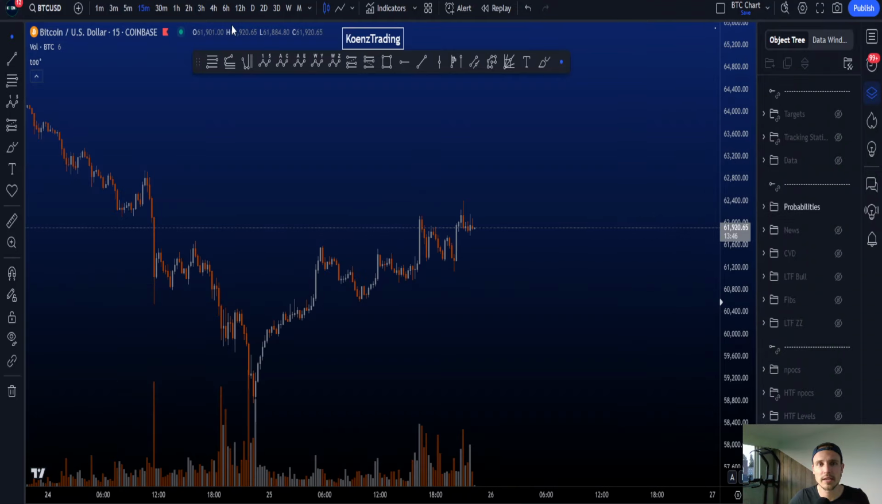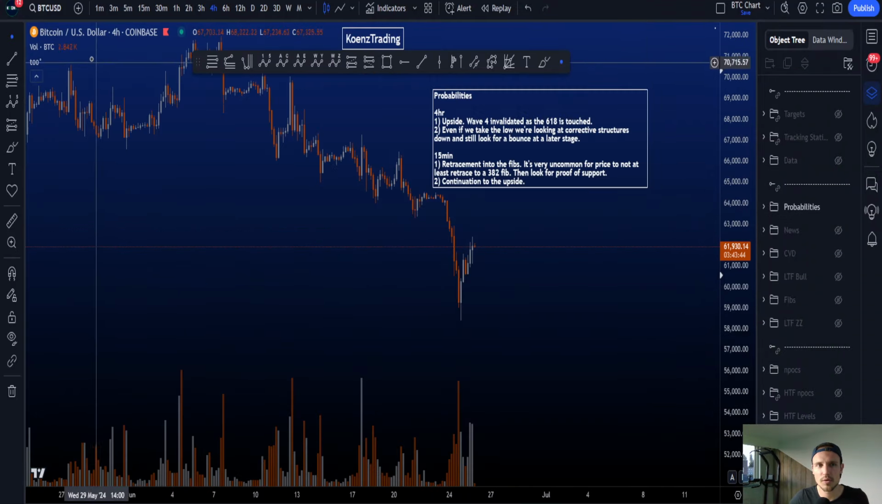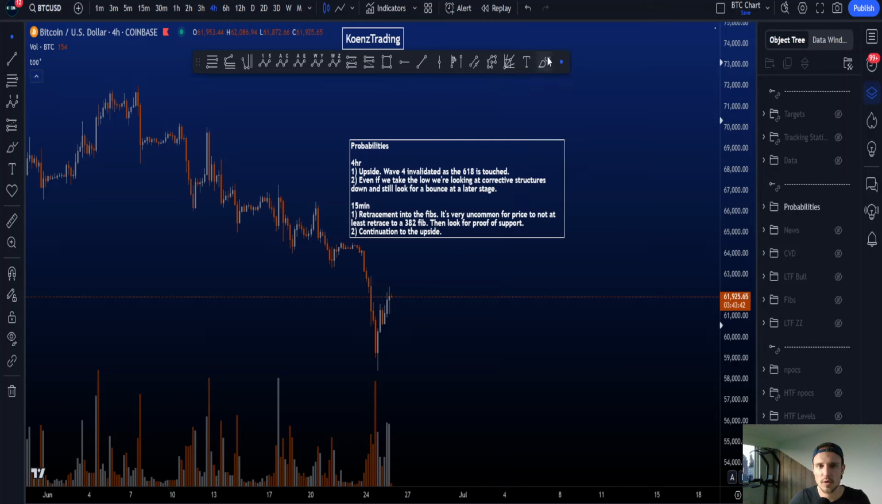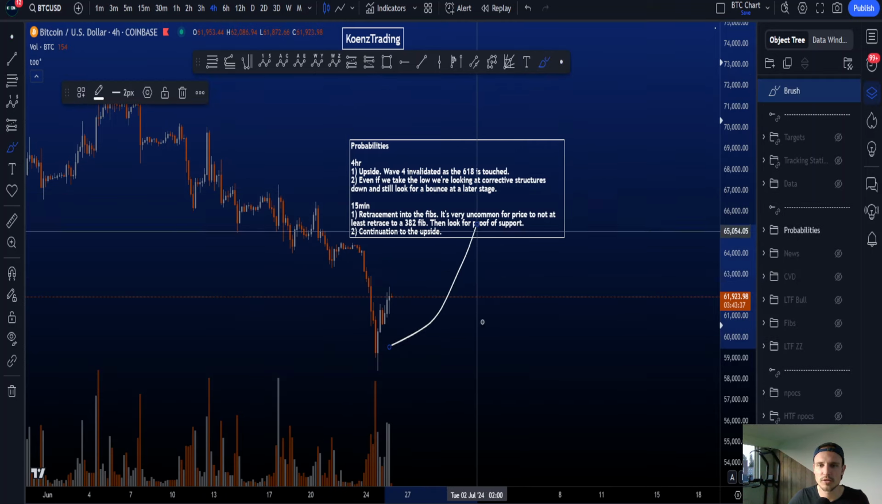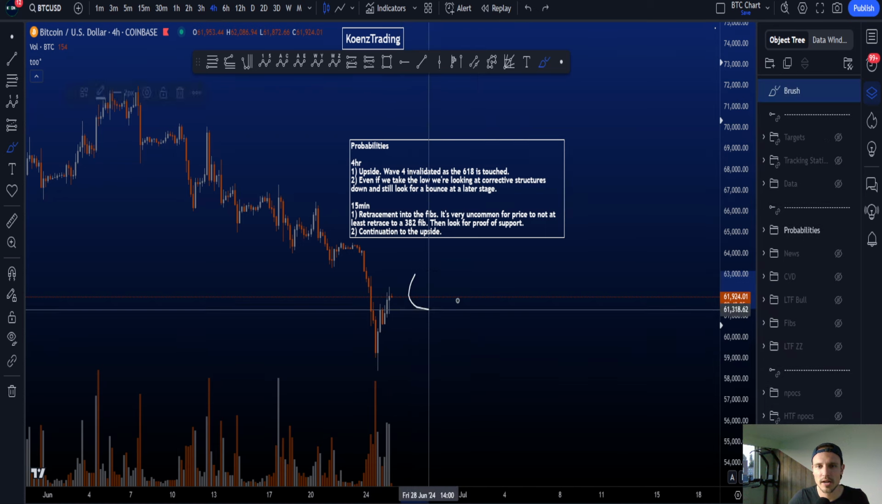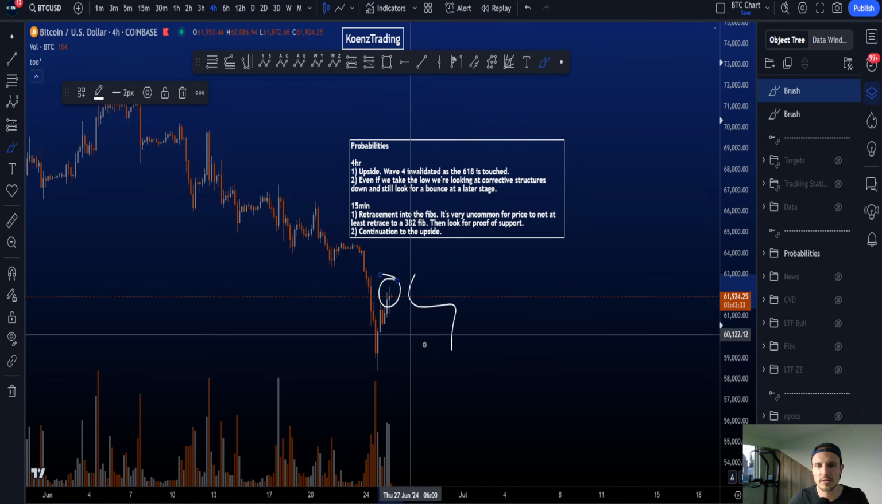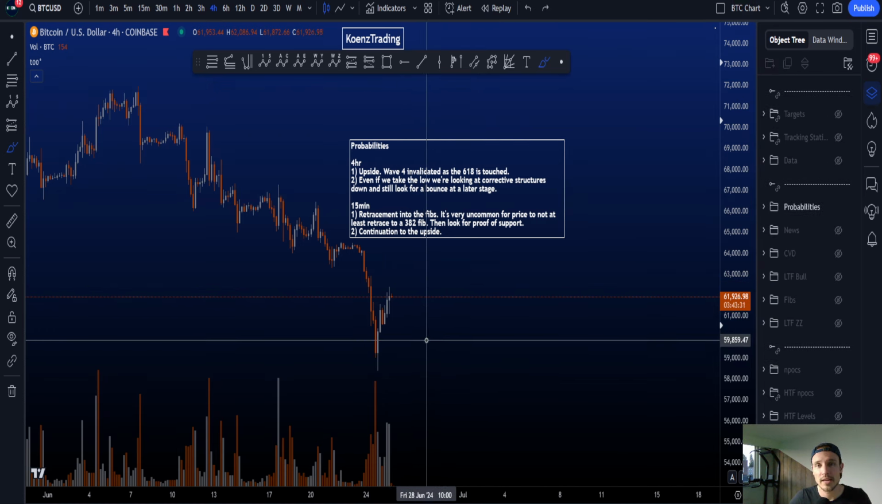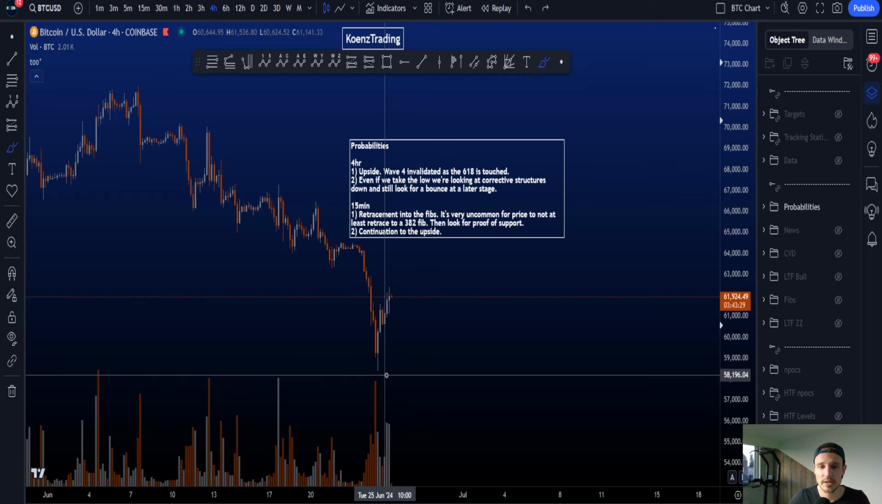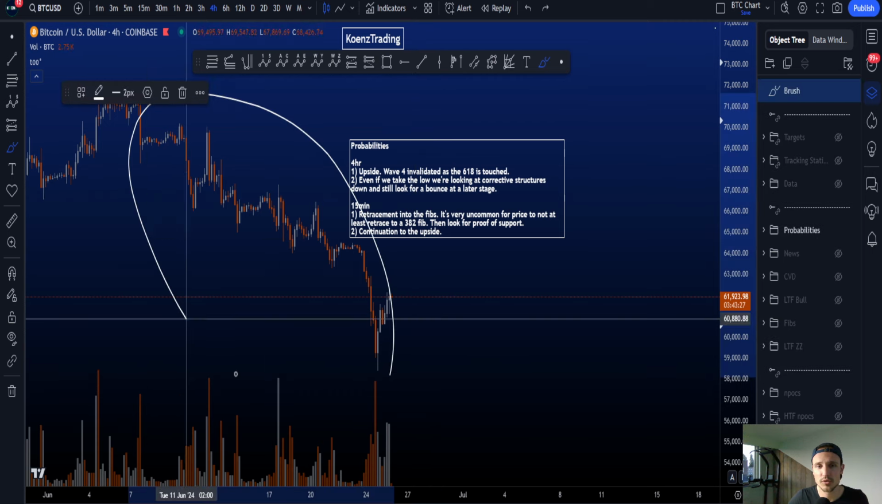And if we then finally look at the probabilities of the different scenarios, then on the 4-hour chart, the chart that we see right now, the probabilities are higher to move towards the upside. A wave 4 is now invalidated because of the 618 touch.